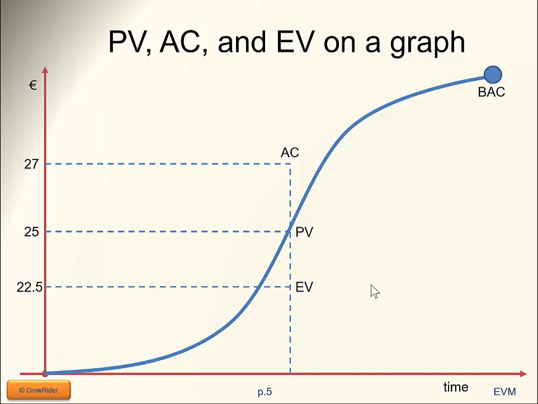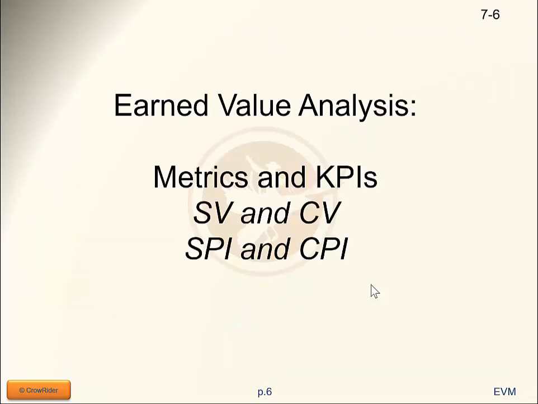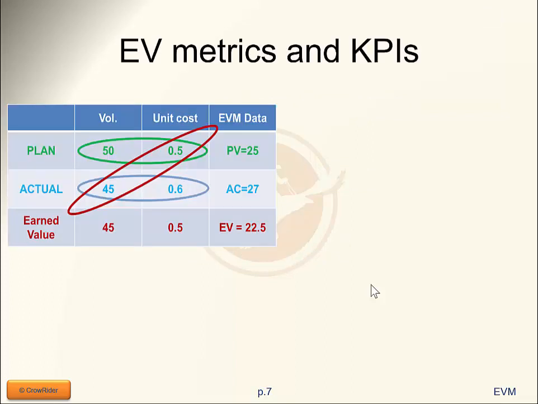We can evaluate where we are by using metrics, in our case. Two are the most common types of metrics: the variances and the performance indexes. The variances are schedule variance and cost variance; the performance indexes are the schedule and cost performance indexes. Let's have a look at what they actually mean.